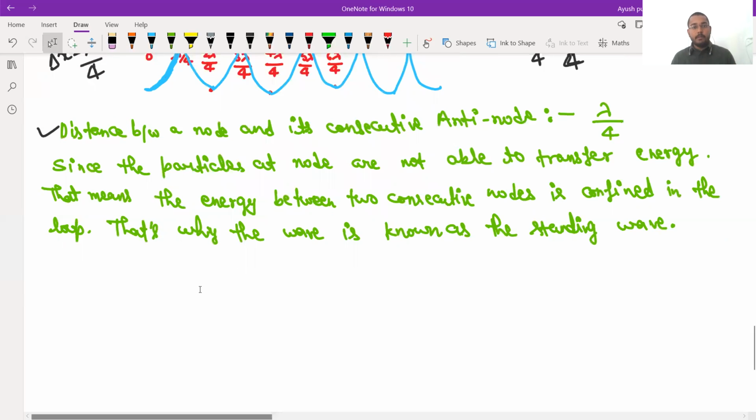Here I have written, if you want, you can write it down. Since the particles at node are not able to transfer energy, that means the energy between two consecutive nodes is confined in the loop. That's why the wave is known as the standing wave. Okay, so I hope you have understood the mathematics behind the standing wave, the conditions which are required to form the standing wave, and why the standing waves are called the standing wave, and what shape the standing wave takes. Okay, I hope you have understood all these points.